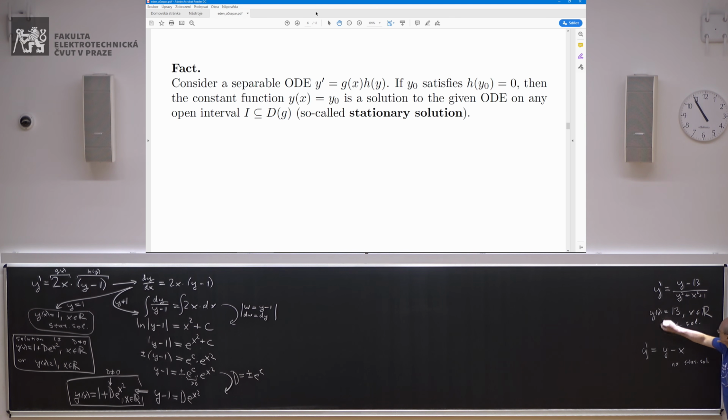So stationary solutions, we will talk about them in the next lecture also, are constants. If you put them into the right-hand side, you get 0 for the derivative. So that's a general notion, very useful one. Okay, let's go back to our example. What we see here is a typical situation when separation leads to logarithm. So there are several things that you can expect, and you should know how to handle them.